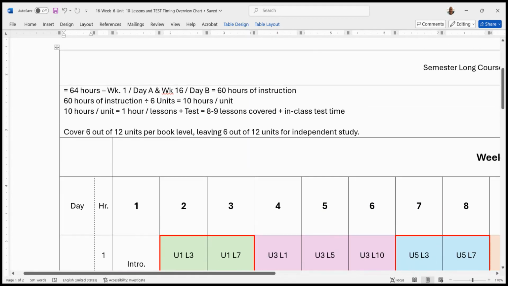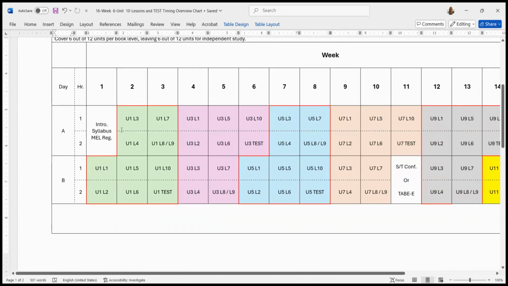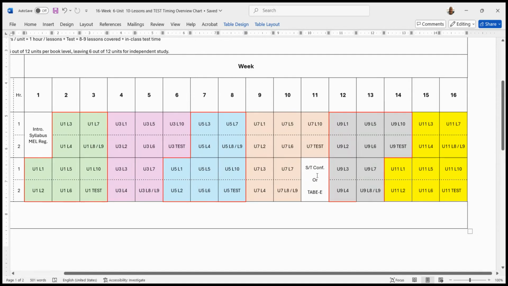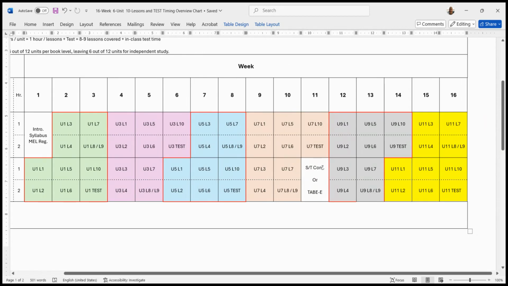What that would allow us to do is to have a couple of days where we don't use the book. The way I'm thinking I would probably do it is day 1, you're doing your introductions, going through your syllabus and getting my English Lab registrations done. And then maybe around the end of week 11, before you have registration for the next term, you could do a little bit of student-teacher conferencing, or if it's a TABE testing semester, then we could do that there.